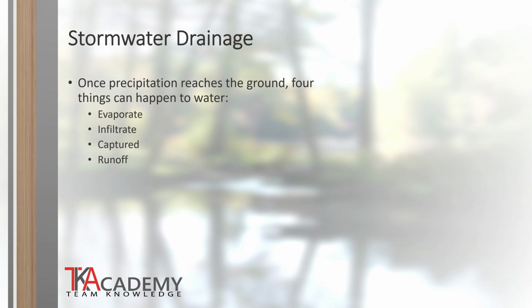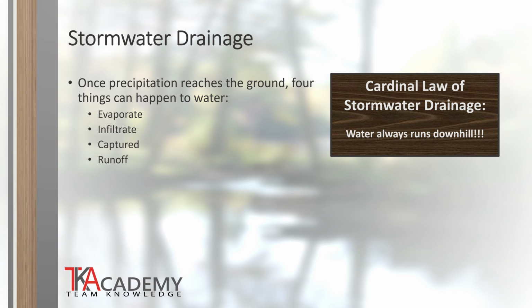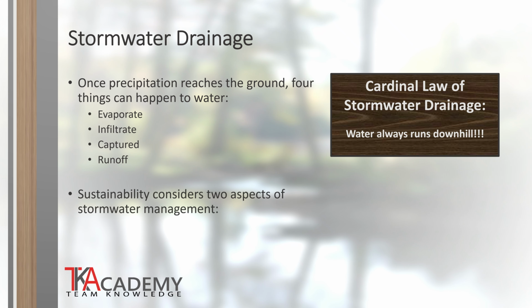When dealing with grading operations, the primary concern is with stormwater runoff. The cardinal law of stormwater drainage is that water always runs downhill. Designers must always be cognizant of the downhill condition and where the stormwater eventually discharges from the site. When sustainability is a consideration of the project, there are two aspects by which stormwater management can be evaluated. Stormwater quality, which is looking at ways to filter the stormwater on site to remove some of the impurities before the stormwater is discharged. And the second is stormwater quantity, which is reducing the amount of stormwater that is discharged from the site.